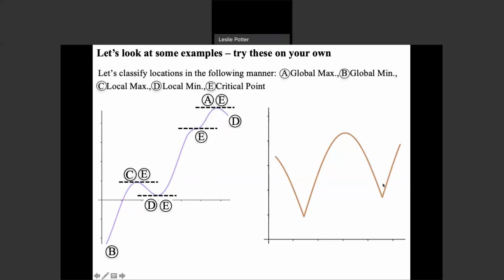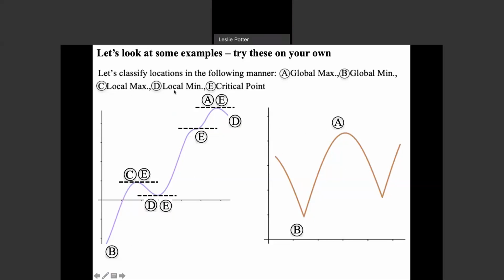Now let's take a look at this function. So let's go back to here. Let's find the global max. So the biggest of the big is way up here at the top. Our global max is right there at the top of that hill. Our global min, the littlest of the little, is going to be down here. That's the smallest function value.